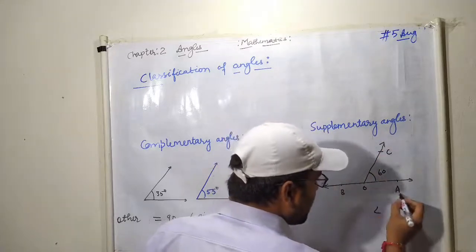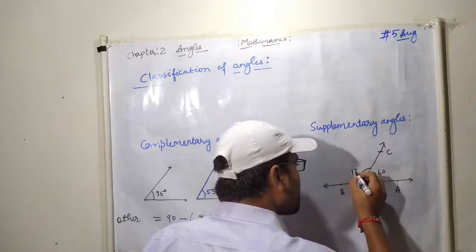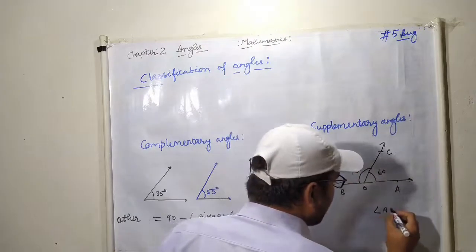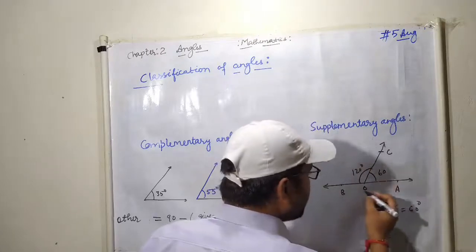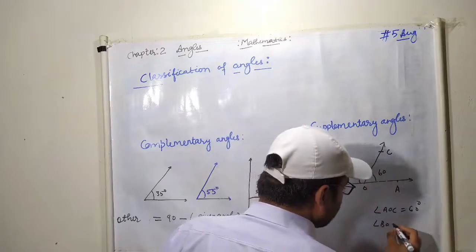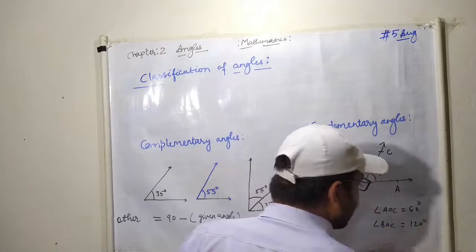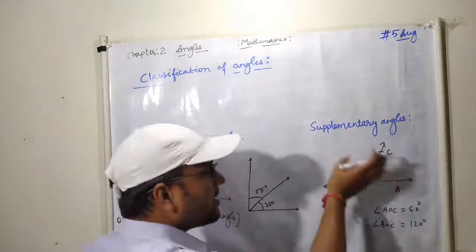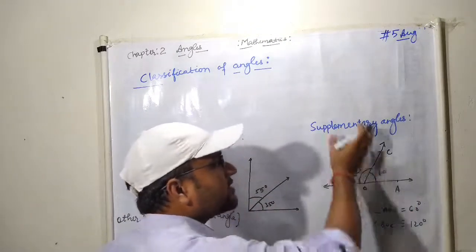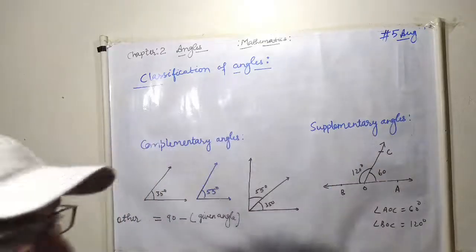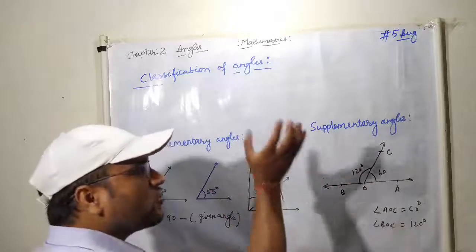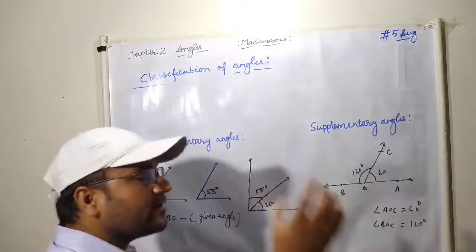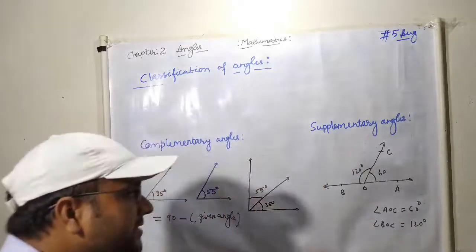Angle AOC is equal to 60 degrees and angle BOC is equal to 120 degrees. The sum of these two angles is equal to 180, then they are said to be supplementary angles. So if the sum of the magnitudes of two angles is equal to 180, then they are said to be supplementary angles.